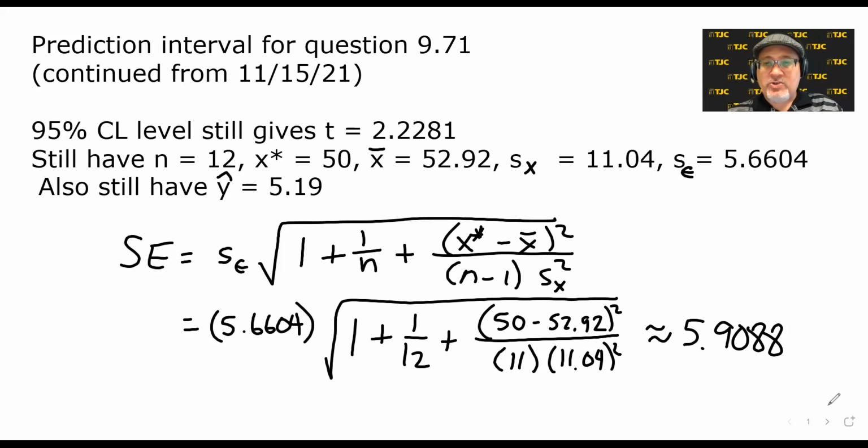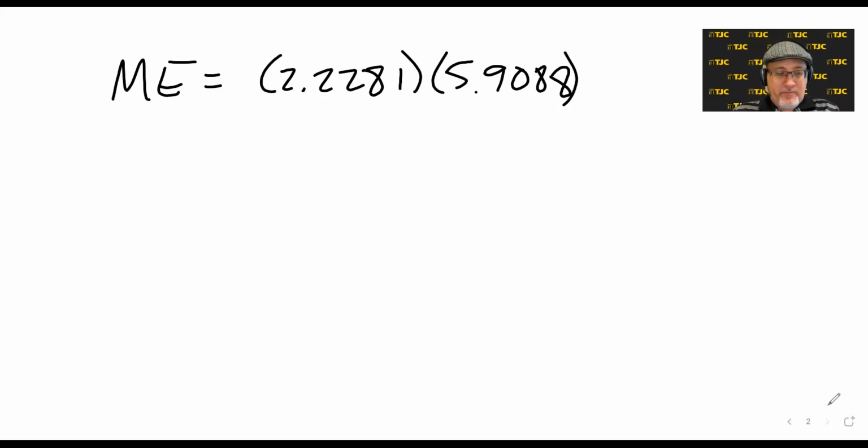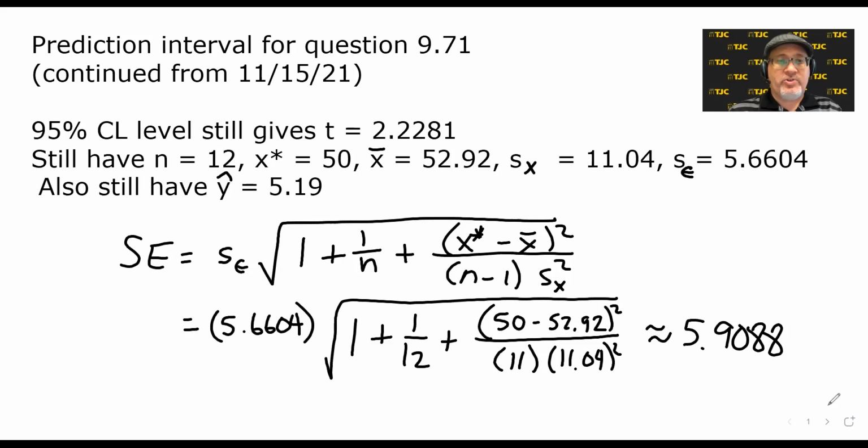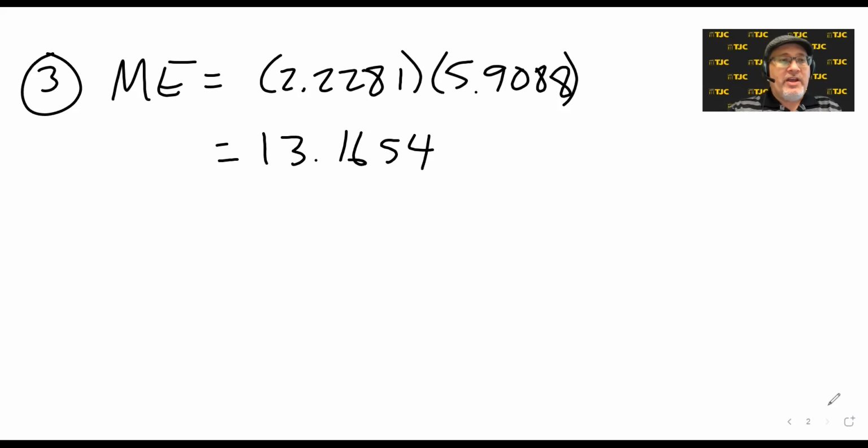Is that what I wrote on the last one? Yes, 9088. If we multiply those, we get 13.1654. So that's our third step in our prediction interval. Of course, this is our second step. Our first step was to find the t. And so our fourth step is to figure out y-hat plus or minus the margin of error.